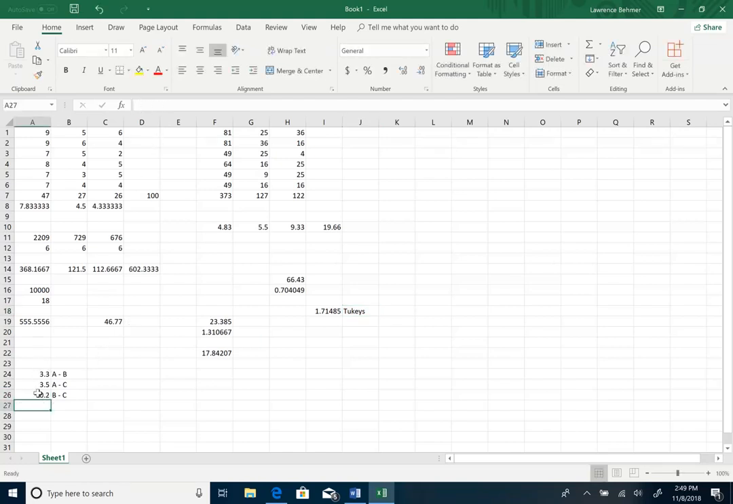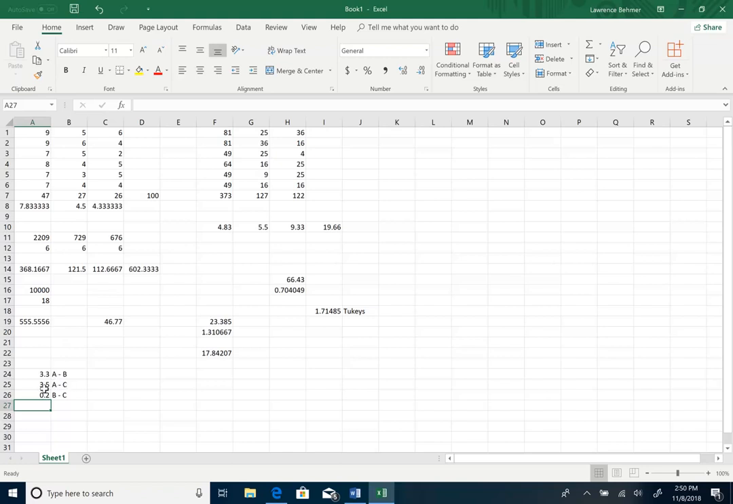What I want to do is compare the absolute value of each one of these to this two-key score here, and that'll tell me which one of my means are different. So 3.3, is that greater than our two keys of 1.71? It is, right? So 7.8 is larger than 4.5, right? So that means the rating for A was greater than the rating for B.